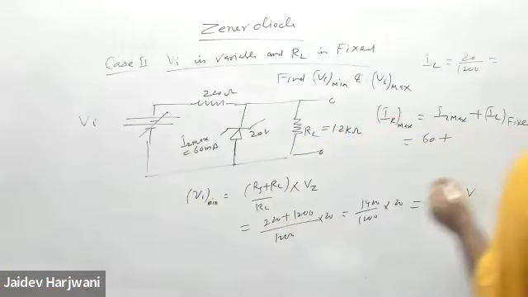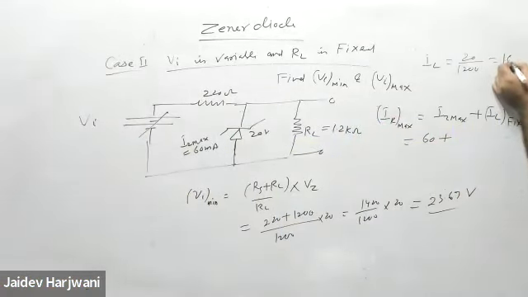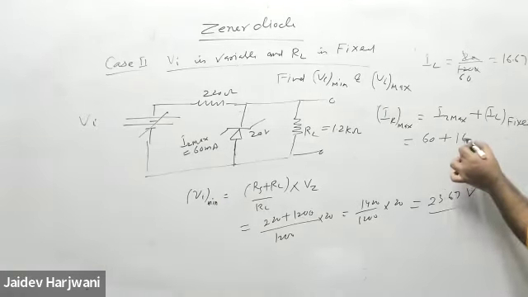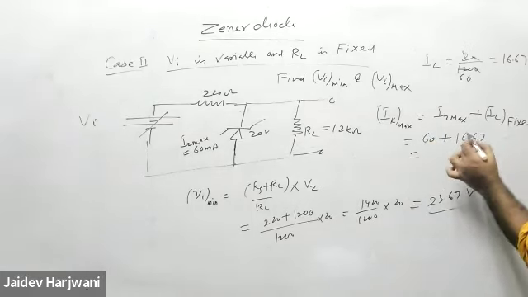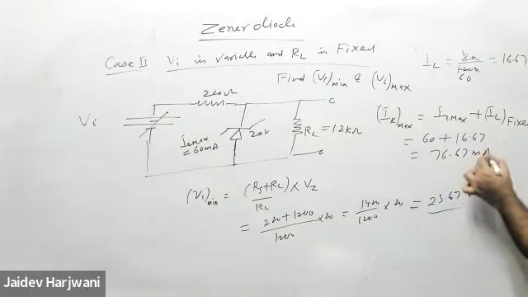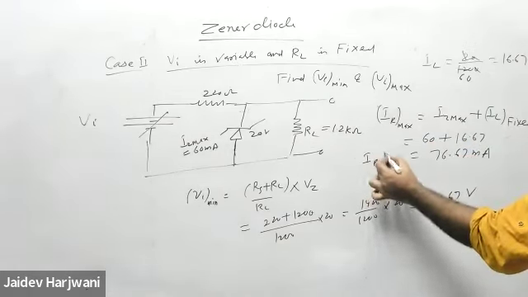16.67 milliampere. Tell me, is it coming or not? Yes, sir. 1 by 60? 1000 by 60, correct. So this is 16.67 milliampere. So my IR max becomes 16.67, that is 76.67 milliampere. This is my IR max.